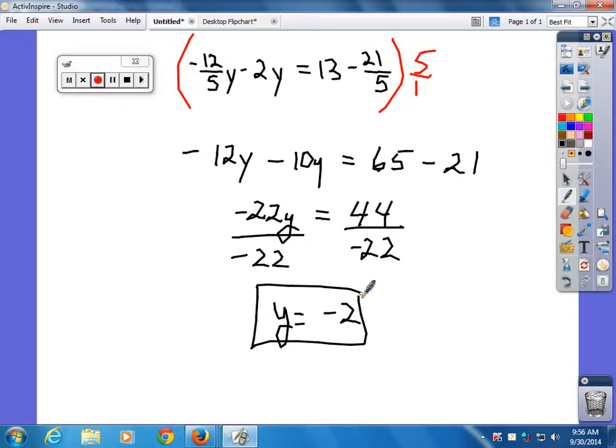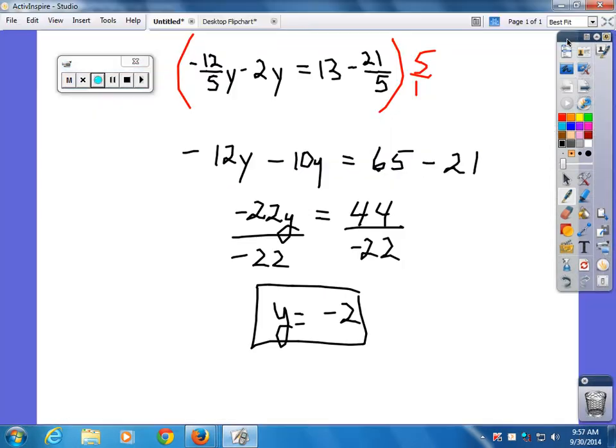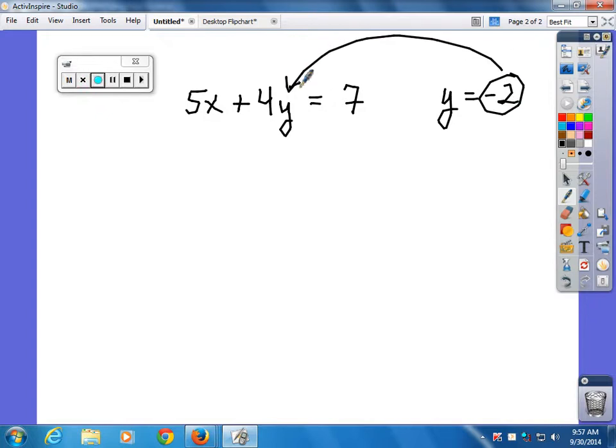And when you get y is equal to negative 2, you take that back to the original. It doesn't matter which one you plug it into. You plug it into this one, you plug it into this one. It doesn't matter. You plug it into the original. I'll plug it into 5x plus 4y is equal to 7, and y is equal to negative 2. So take that y is equal to negative 2 and plug it in.